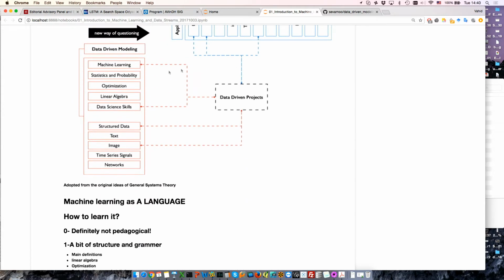So in principle, you need to learn machine learning, statistics and probability, a bit of optimization, linear algebra, and data science skills, which is in principle hacking: how to download the data, because most of this data doesn't exist. So you need to find data sets. For example, for real estate, a case that I developed, and this is going to be a company hopefully soon.